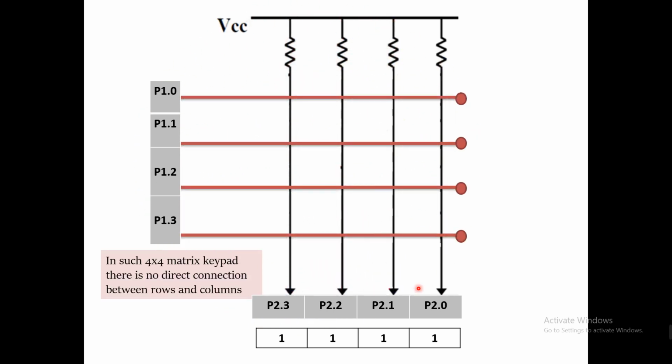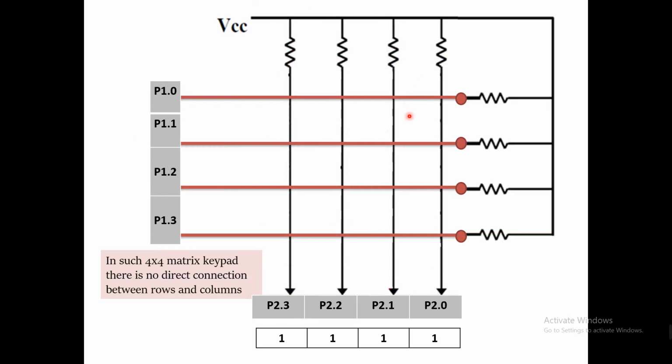So you can see neither of the rows is connected with any of the columns. So these columns and rows are independent. They have no connection with themselves. Okay, this is very clear.